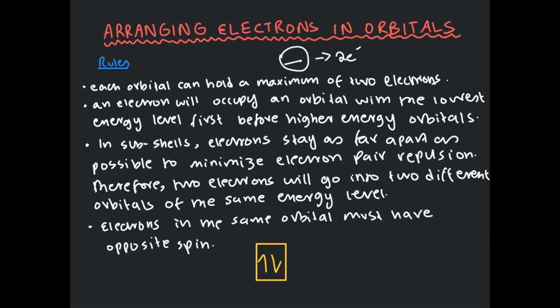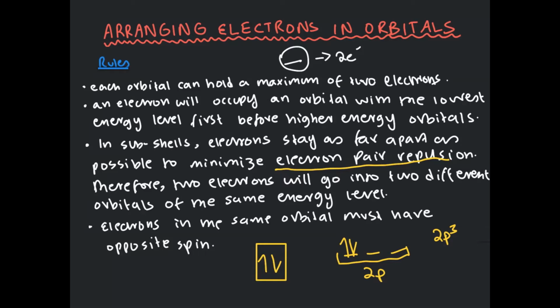Now let's take a look at an example. Let's just say that this is the 2p subshell, and you have an element which has 2p3. So in this case, if you have 3 of these electrons, they're going to get arranged like this first. So you're not going to have this. 2 electrons are not going to occupy the same orbital first. According to this point, they need to minimize electron pair repulsion.